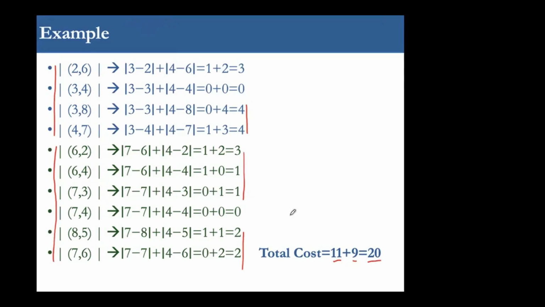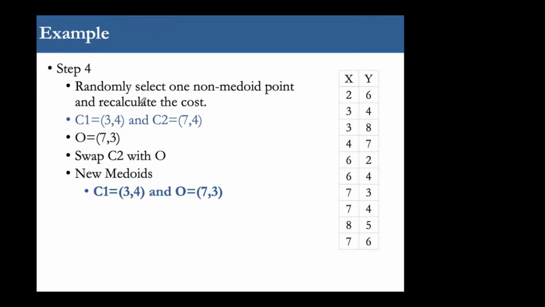Now after finding this total cost, we move to the fourth step. What is the fourth step? We need to randomly select one non-medoid point and recalculate the cost. The medoid points are 3, 4 and 7, 4. We need to select one non-medoid point from any of these clusters, and then recalculate the cost. So here I am selecting the non-medoid point as 7, 3.